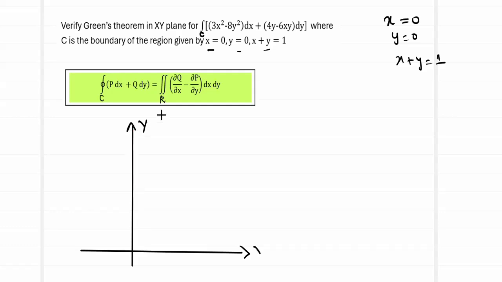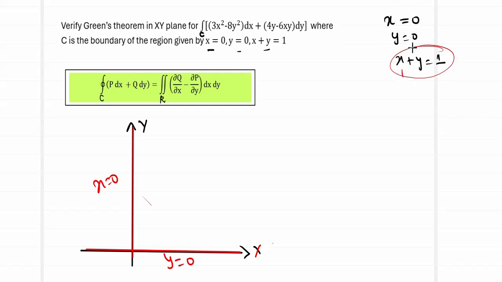So this is the first line, which is given by x equal to 0, and the next line is given by y equal to 0. So we have this line to represent y equal to 0. The first two lines have now been fixed. Now for the third line, x plus y equal to 1, how do we plot this line?